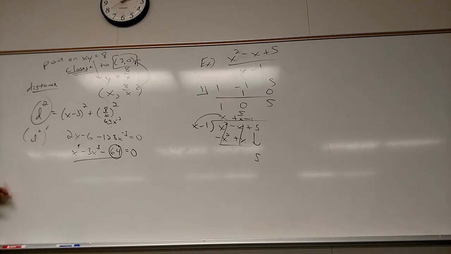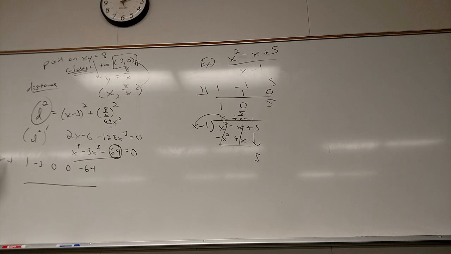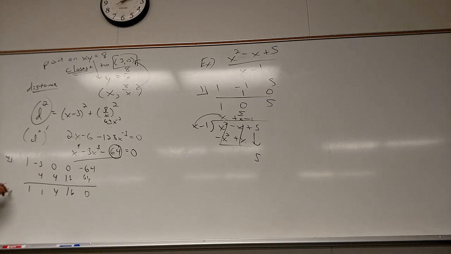It'd be something that has factors of 64 in it. So you could try. This is going to be 1, -3. I'm missing an x squared, I'm missing an x, and then there's -64. So 4 works. So 4, 1, 4, 1, 4, 4, 16, 16, 64, 0. I like it. So you get x minus 4.